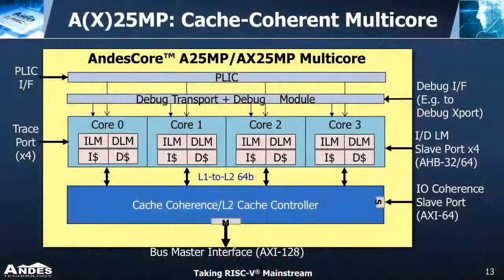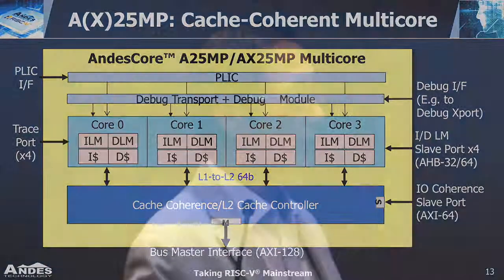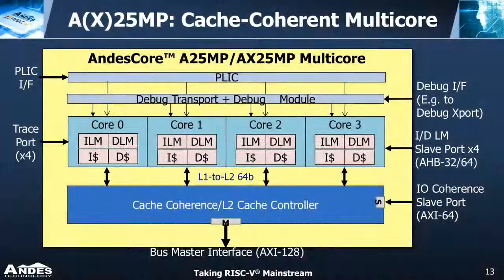That's for DSP. Then I'm going to switch my subject to multi-core product offerings. We announced the 2 cache-coherent multi-core products also this quarter. However, the availability will be by second quarter. A25MP and the AX25MP. Again, X means 64-bit. MP means a symmetric Linux-capable multi-core.